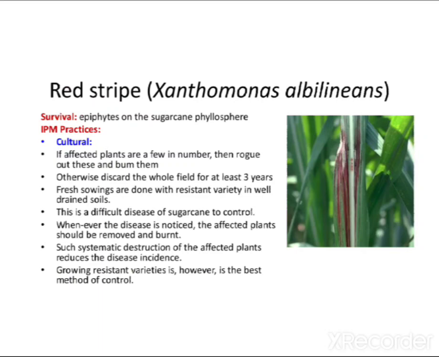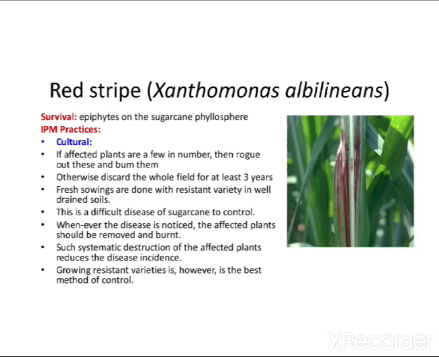So the pathogen survives epiphytically on the sugarcane phyllosphere. So this is the main mode of survival of the pathogen. Now IPM practices include mostly cultural practices, as there is no recommended chemical available for the management of this particular bacterium.